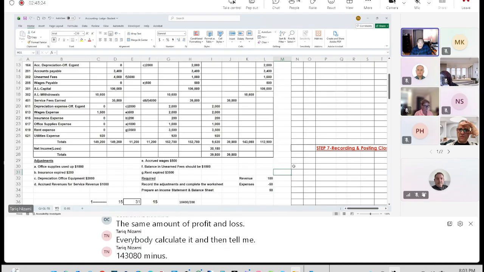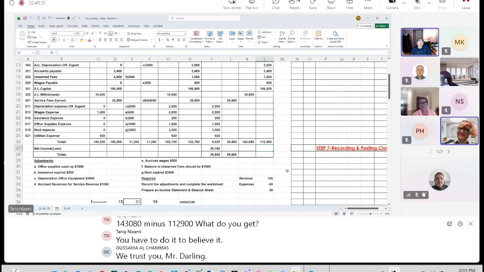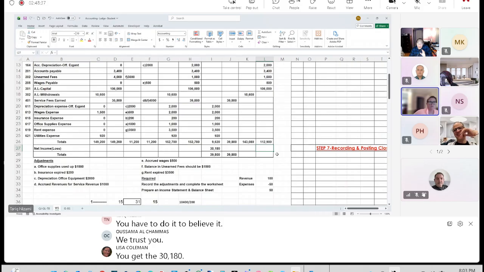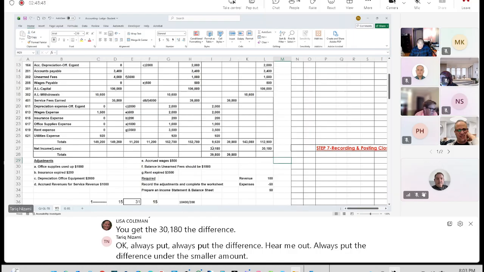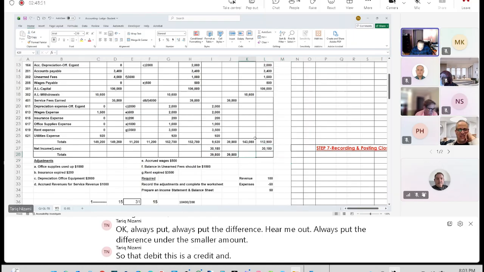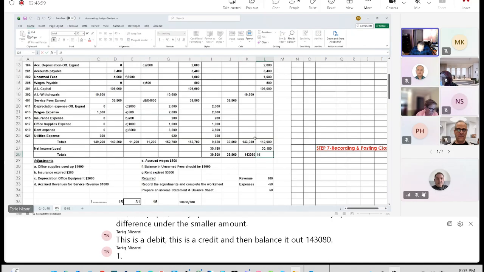143,080 minus 112,900. What do you get? You have to do it to believe it. We trust you, Mr. Tariq. You get 30,180. Okay, always put the difference. Hear me out. Always put the difference under the smaller amount. This is a debit, this is a credit. And then balance it out. 143,080. 143,080, right?